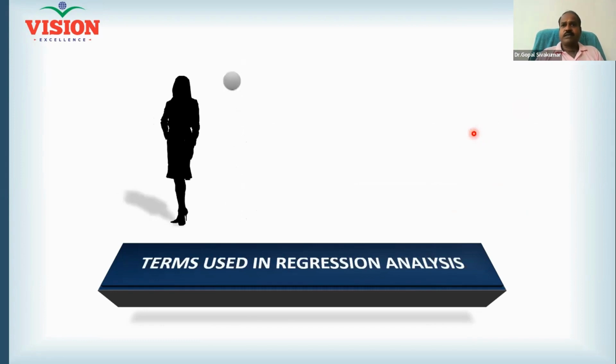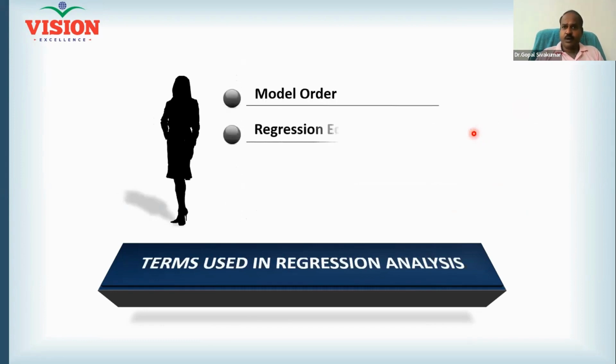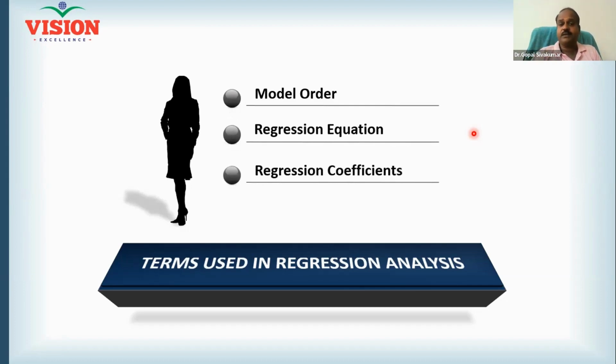Terminologies used in regression. Model order. Model order means linear model means first order. Quadratic model means second order. Cubic model means third order, right? Another thing is the regression equation, the exact mathematical equation. And then regression coefficients. And then we have residual. We must understand all these things that we will be discussing.